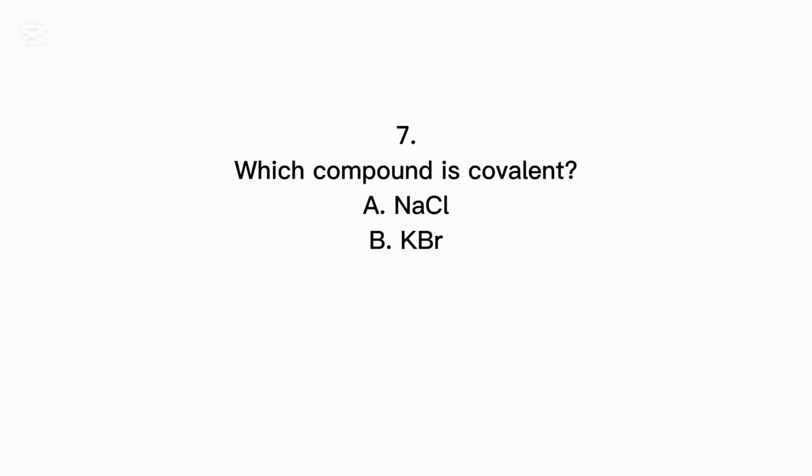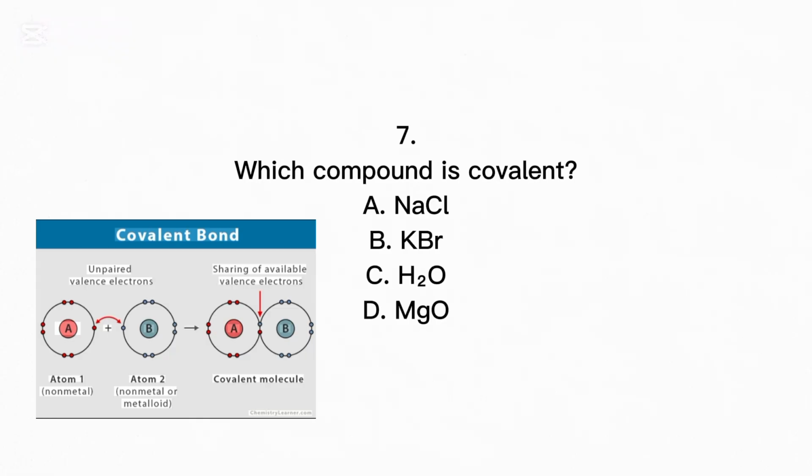Question 7. Which compound is covalent? A. Sodium chloride, B. Potassium bromide, C. Water, D. Magnesium oxide. The correct answer here is C. But let's know what covalent is first. A covalent bond is a type of chemical bond in which two atoms connect together by sharing two or more electrons. Sodium did not share electrons with chlorine.